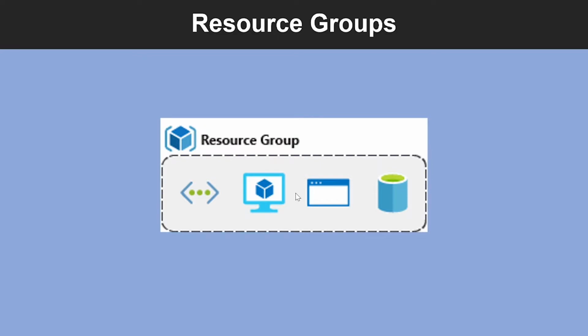Let us start with understanding what are resource groups. Resource groups are a fundamental element of the Azure platform. A resource group is a logical container for resources deployed on Azure. These resources are anything you create in an Azure subscription, like virtual machines, application gateways, and Cosmos DB instances.